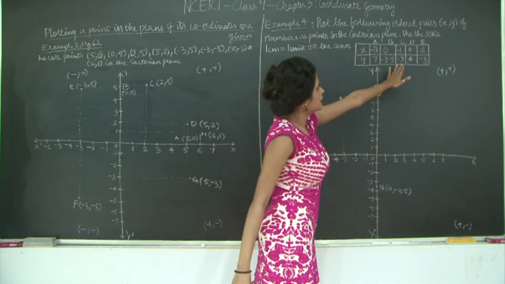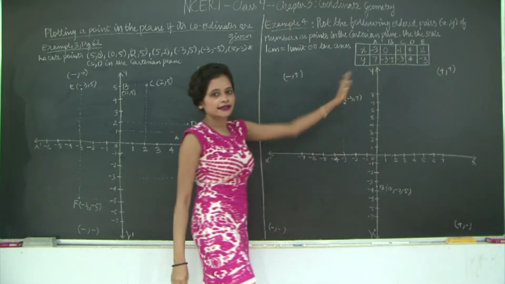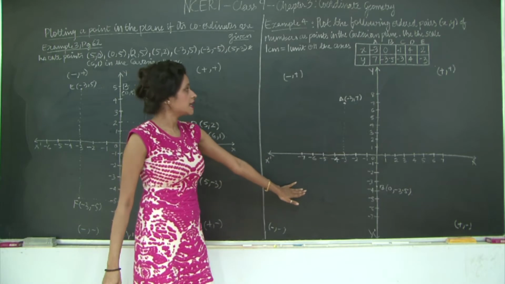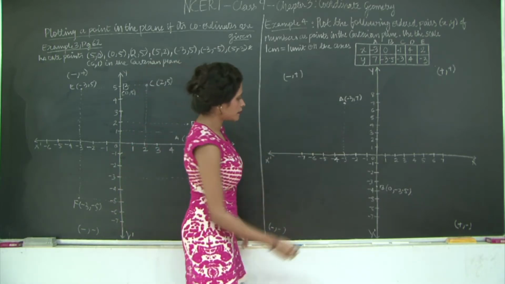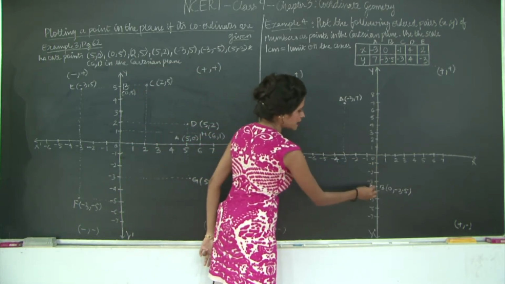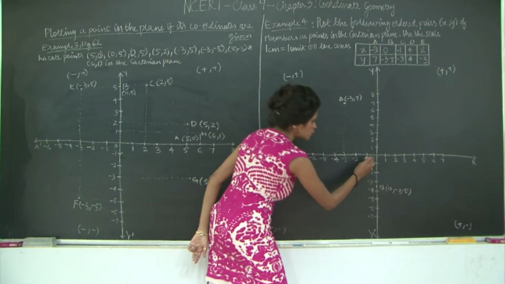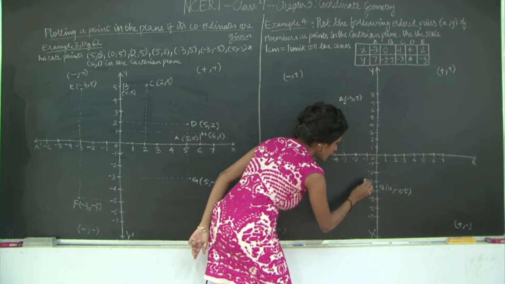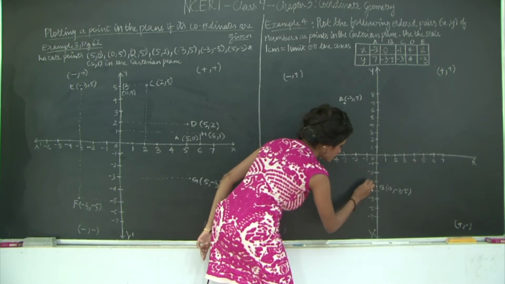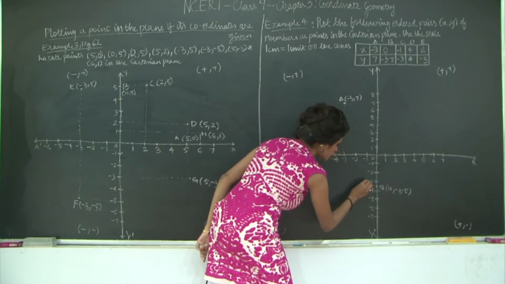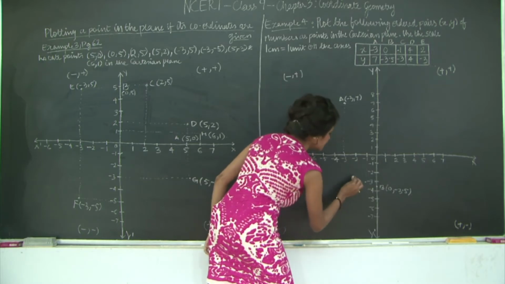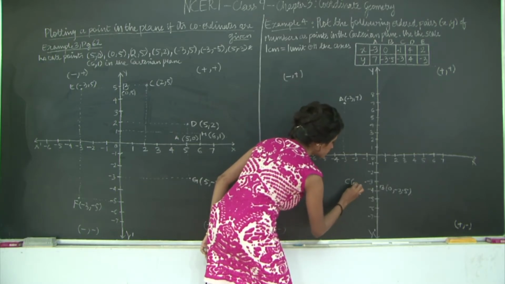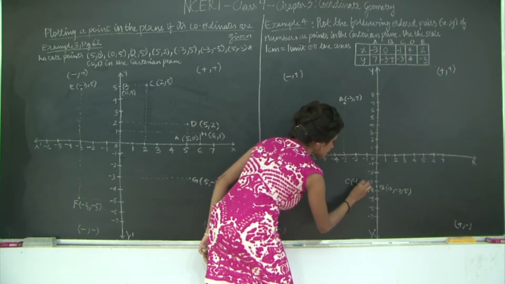So point C, -1, -3, both the coordinates are negative, so they will lie on my third quadrant. So -1 and -3, -1 on the x axis and -3 on the y axis. So let's draw this point, actually locate the point. So this point is C, -1, -3.